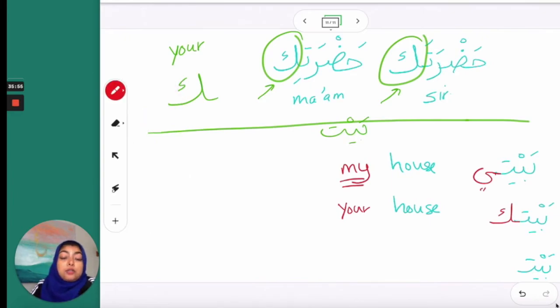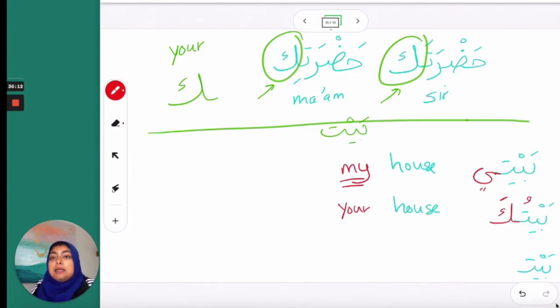In Fusha, so in modern standard Arabic, the pronunciation would be like this. You would put a dhamma on the letter before the kaf, and you would pronounce it with a fatha for the masculine. Baytuka. We did this before.